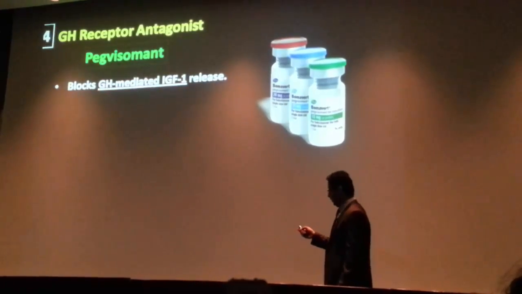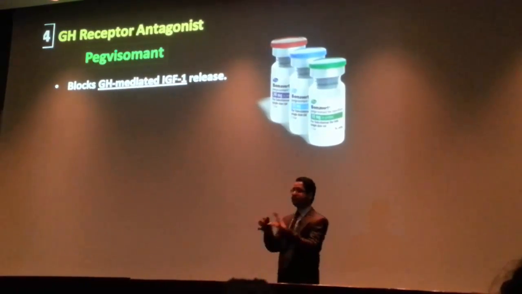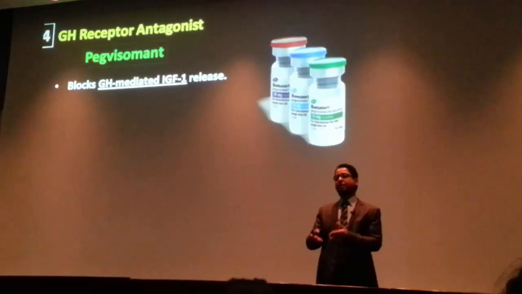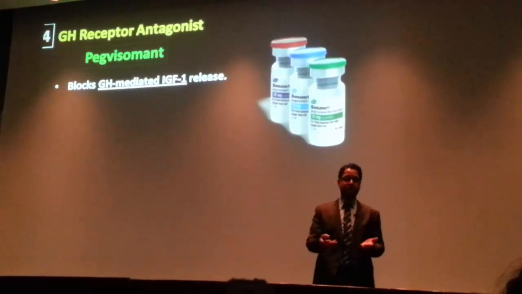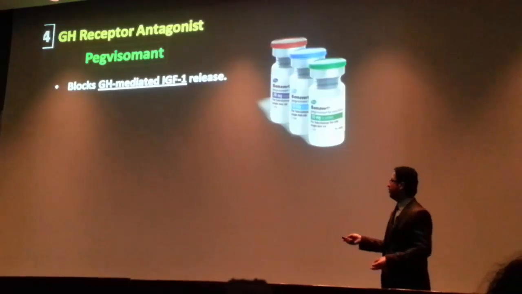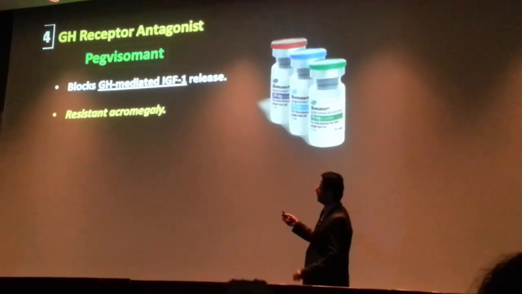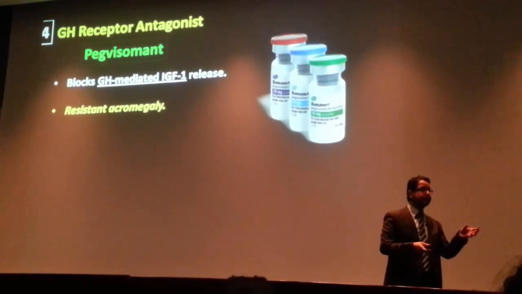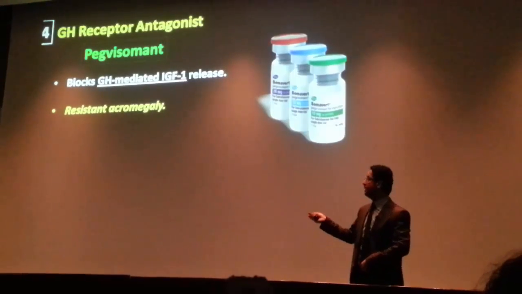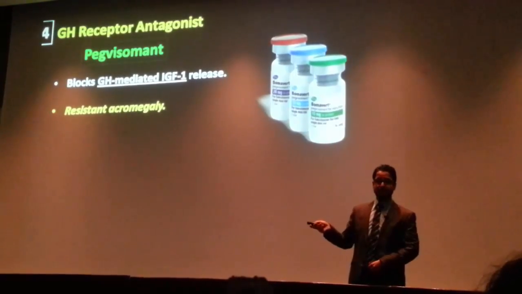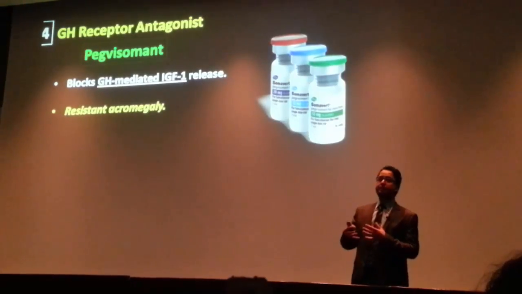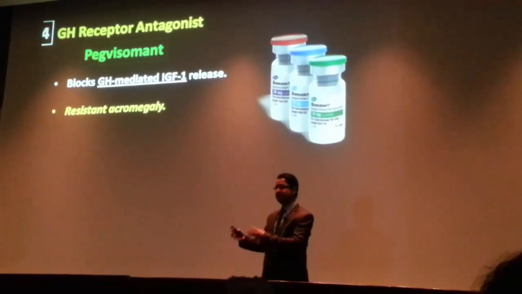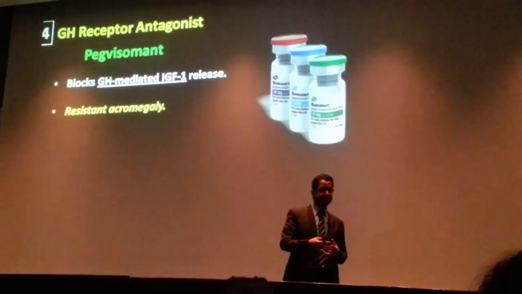Pegvisomant. Now, the mechanism of action is that it blocks the receptor of the growth hormone. So what's going to happen? The mediated release of somatomedins, IGF-1 and 2, will be reduced. Now, the important thing about it is that it has maybe higher selectivity for certain growth hormone receptors, and that's why it could be used efficiently in resistant acromegaly. That's possibly the most important indication for this. So if I have acromegaly as a state, what's your first choice?